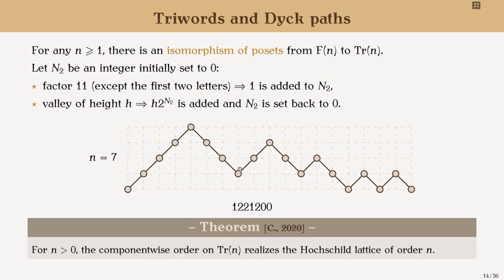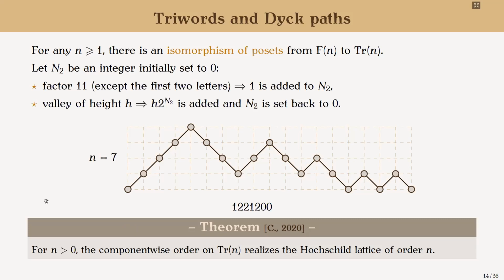So 1, 1. We have one factor 1, 1 here. So N2 becomes 1, and we find another valley here of height 1. So we add 1 here, and because we have seen just one factor 1, 1 before this valley, we add just one 2. Then we have no factor 1, 1 for the last two valleys, so we just add 0 and 0 for the heights of this valley and this one.